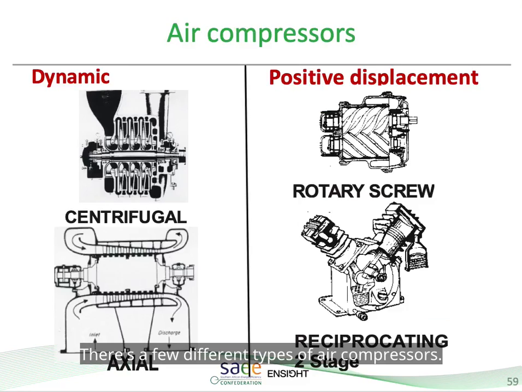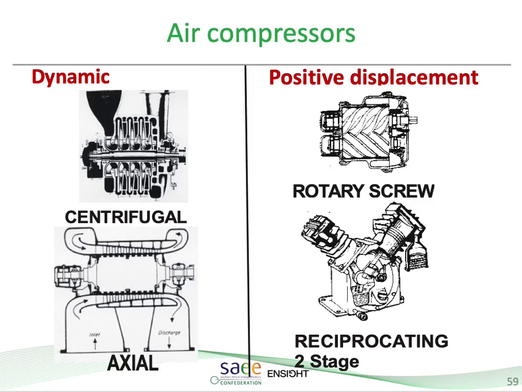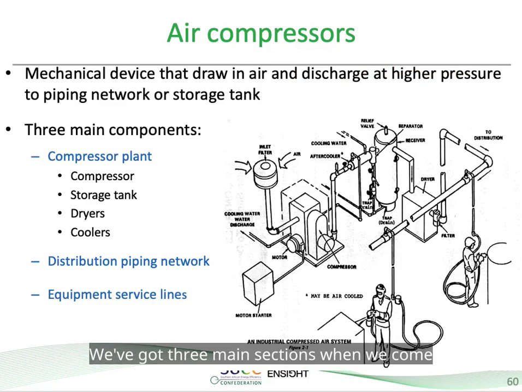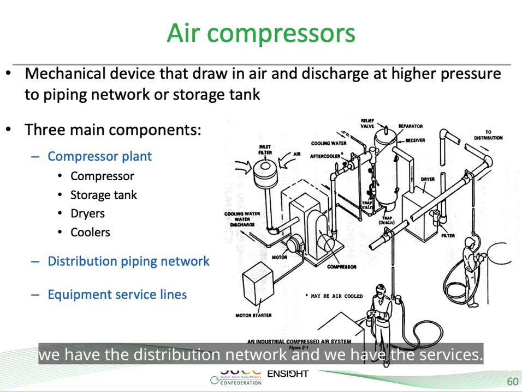There are a few different types of air compressors: dynamic, positive displacement, rotary screws, reciprocating, and axial compressors. Compressors installed at Formosa Textiles are mainly rotary screw compressors. So we've got three main sections when we come to compressed air systems. We've got the compressors, the compressor plant, we have the distribution network, and we have the services.